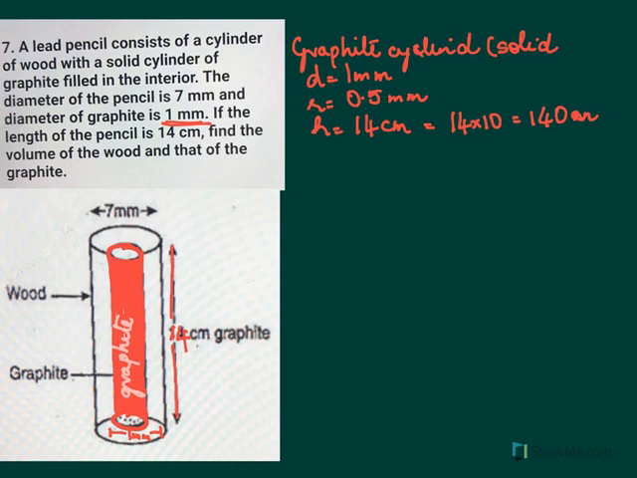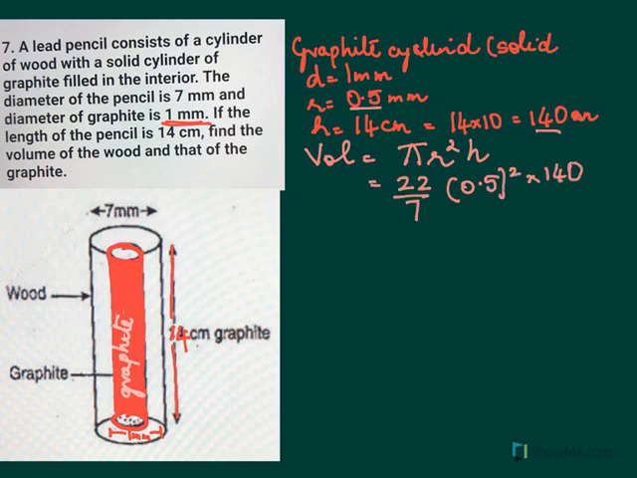So let's find the volume. You know the volume of a cylinder, formula pi r square h. The pi here will take 22 by 7. Your r is 0.5 and your h is 140. So the volume of the graphite will be equal to, and that is 110 millimeter cube.